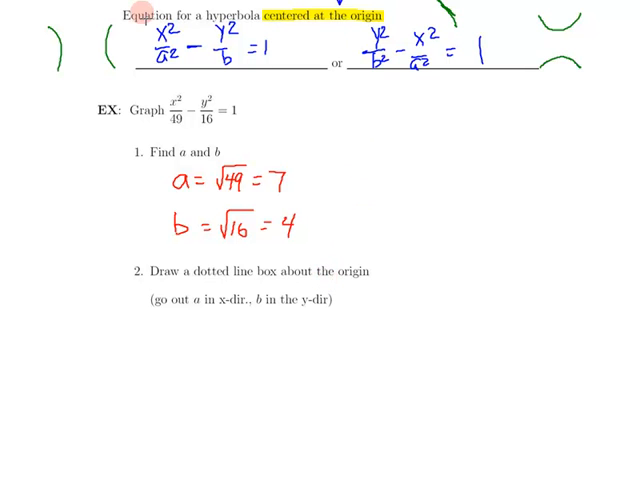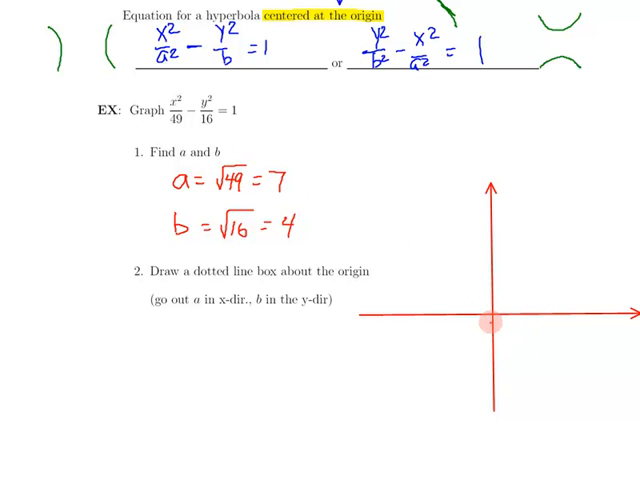Then what you're going to do is draw a dotted line box about the origin, where the dimensions are a in the x direction, left and right, b in the y direction, up and down.